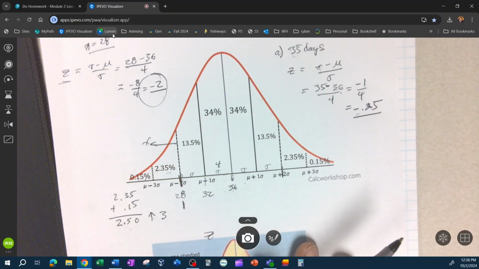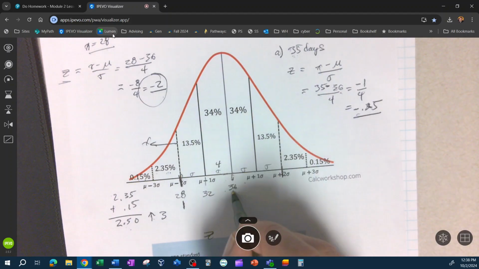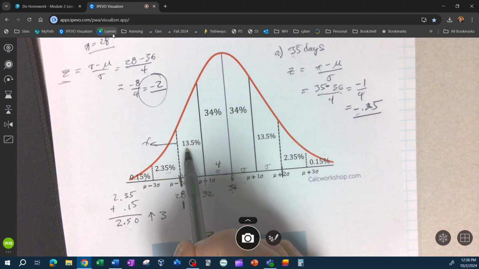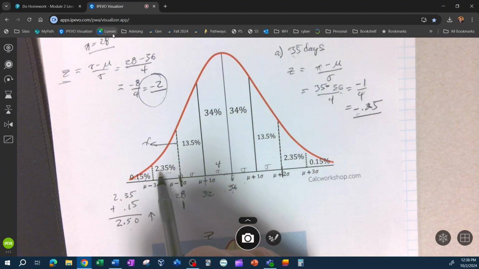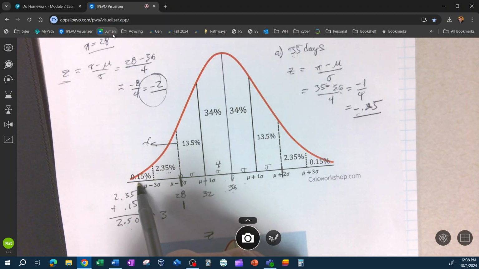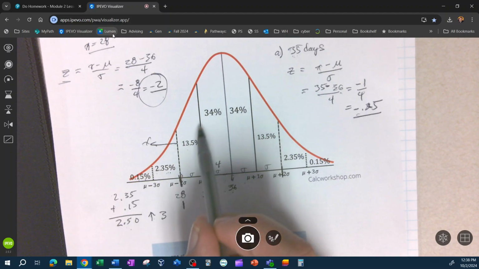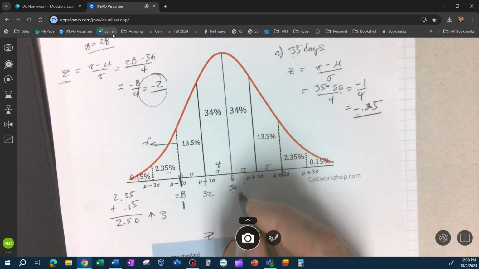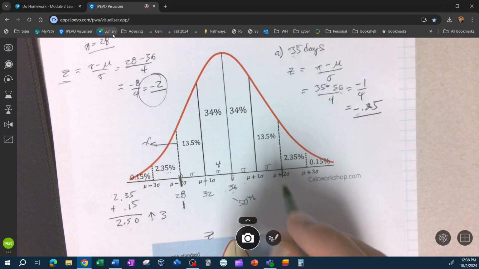If my value is over here, like what's the percentile of 36? What's going to be 34 plus 13.5 plus 2.35 plus 0.15? If you add all those up, that comes out to be 50. 50, that's the 50th percentile. And then you can tell that's right in the middle.